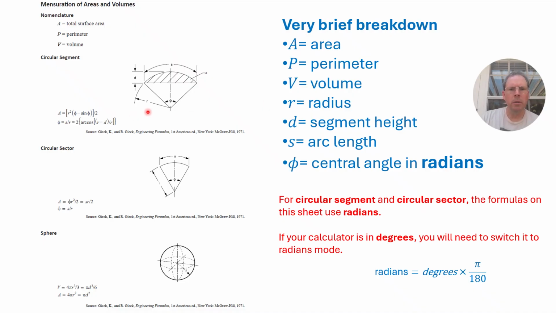D is segment height. It's right there. S is arc length. It's over like that. And phi is the central angle in radians. Now for circular segment and circular sector, these formulas are in radians. That's important to watch out for. So if your calculator is in degrees, you're going to need to switch it over to radians mode to get these equations to work for you, unless you convert radians to degrees in the formulas.